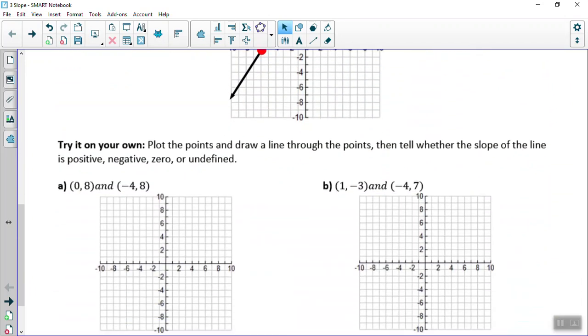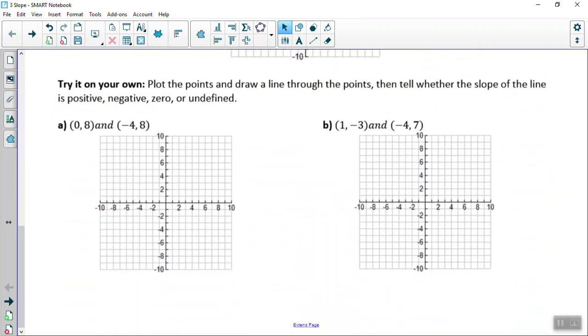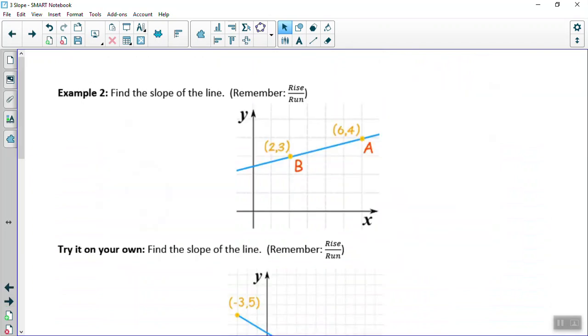All right, I want you to try it on your own with these two. Okay, go ahead and pause the video now. All right, let's go to the next page.